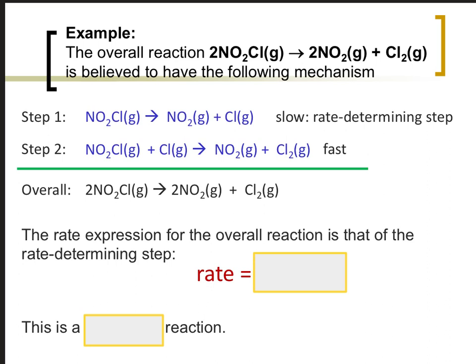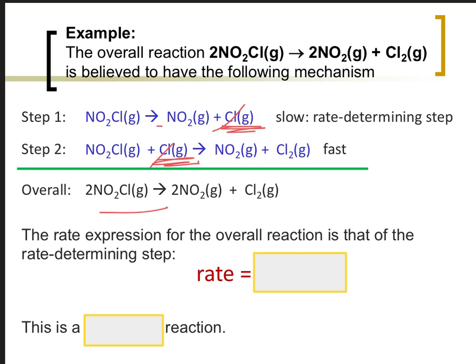Let's look at another mechanism. This time we have NO2Cl breaking down into NO and Cl. Then we have the NO2Cl reacting with Cl. So notice how we produced Cl in the first step and used it in the second step. That makes it an intermediate. And it will cancel. Notice how it's not in the final reaction.